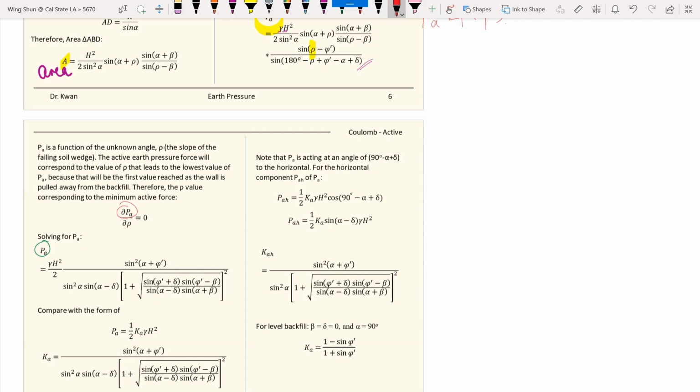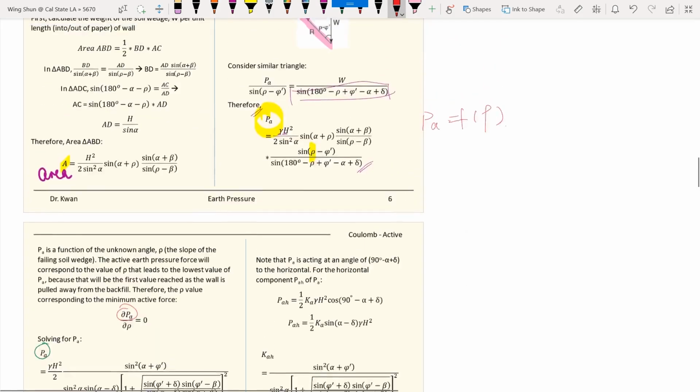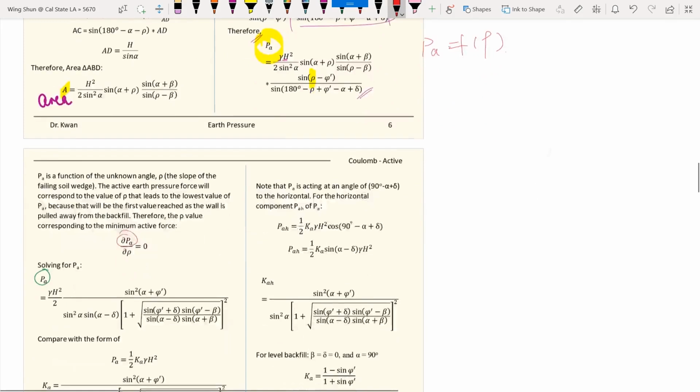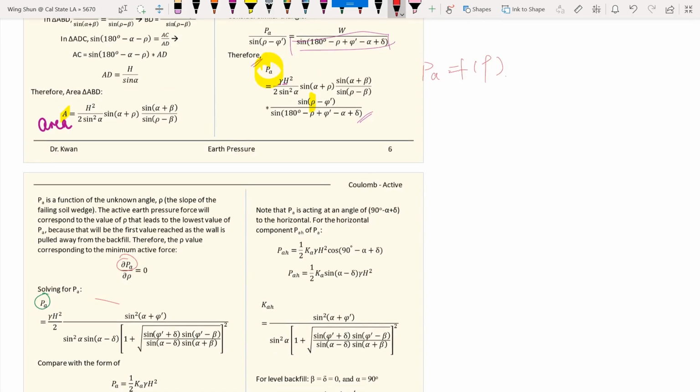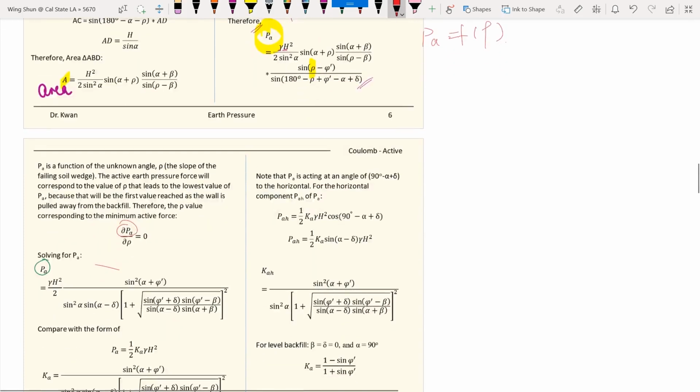After we do the differentiation of this lengthy formula right here, and put that equal to 0, then we can solve for the P sub A. So this is the P sub A. Through differentiating the equations that we talked about and solving for it, that represents the minimum active force to mobilize the retaining wall, meaning the value the retaining wall can sustain.